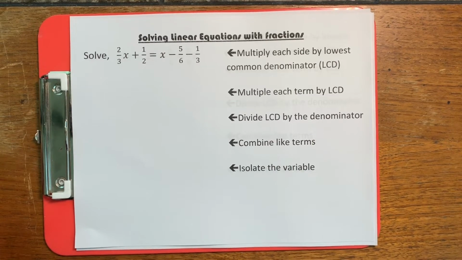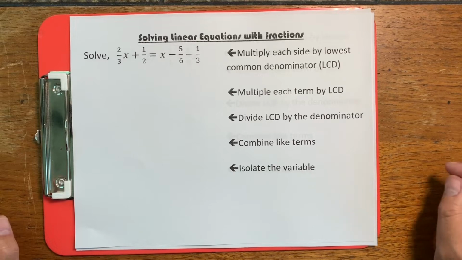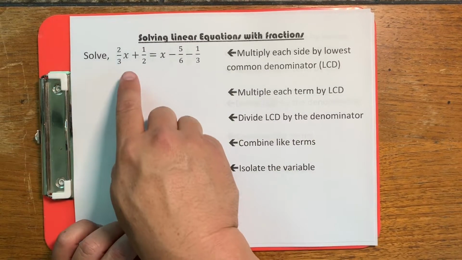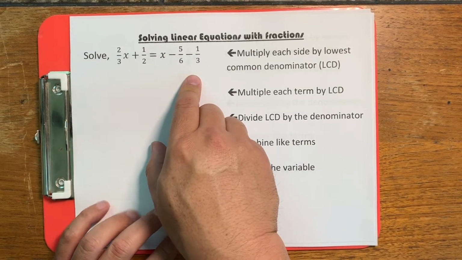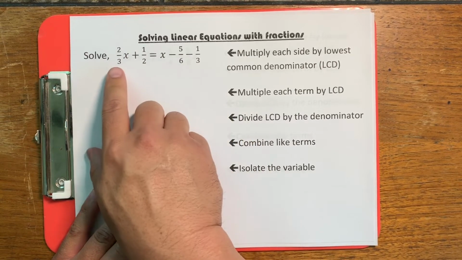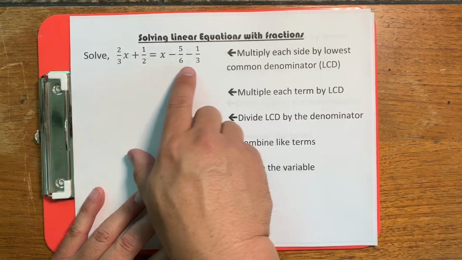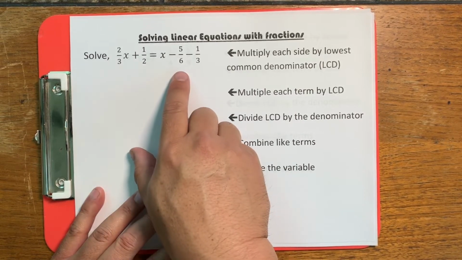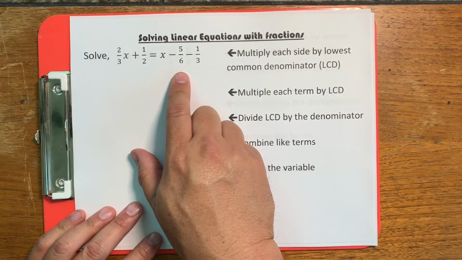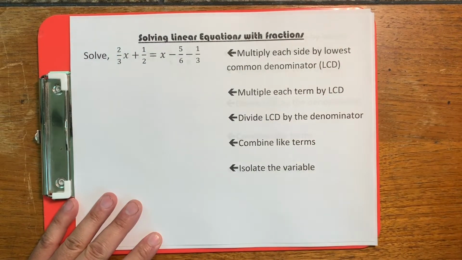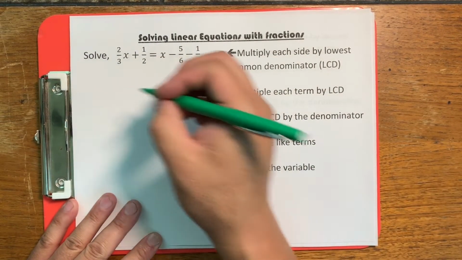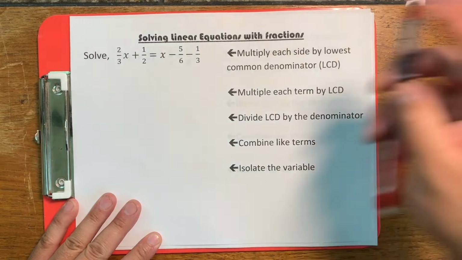What we're going to do in this video is learn how to solve linear equations with fractions. Now, the best way to deal with fractions is to get rid of them. So what you want to do is multiply both sides of the equation by the lowest common denominator. If we look at all the denominators, what is the smallest number that 3, 2, and 6 divide into? In that case, it would be 6. So we're going to multiply both sides by 6.